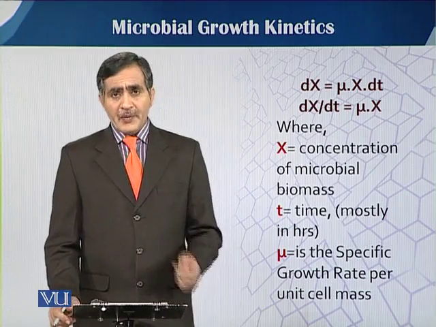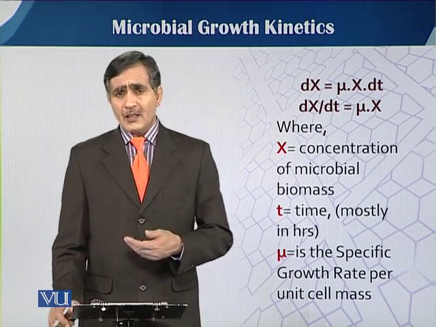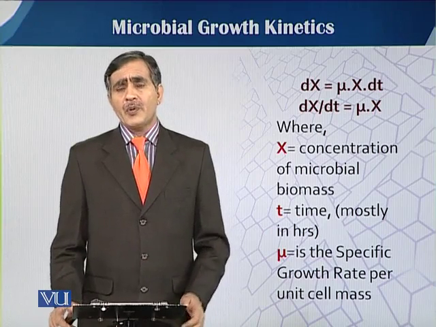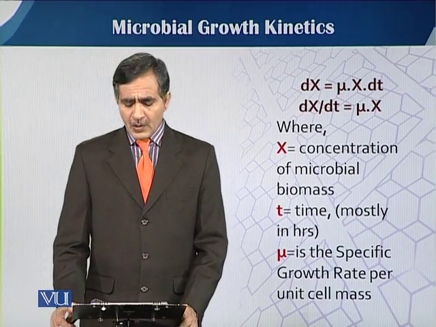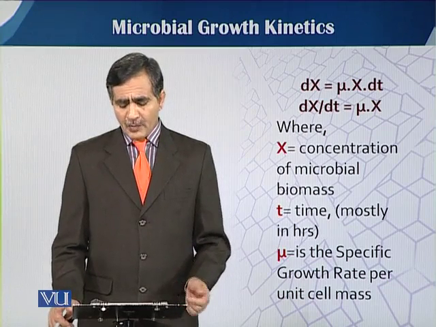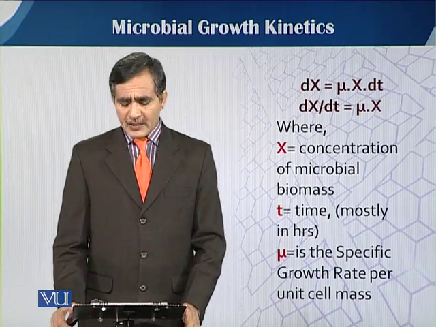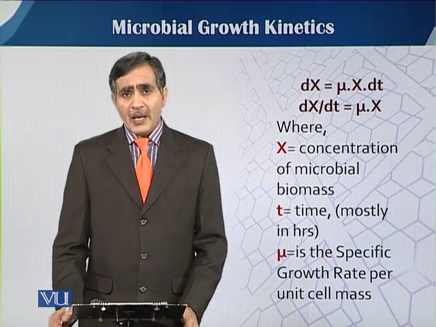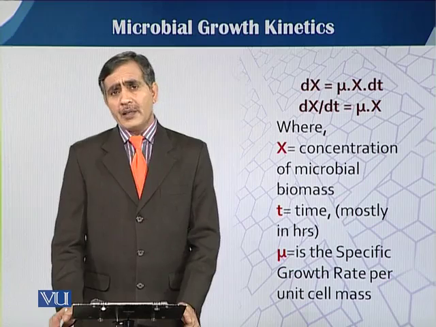So as in the previous slide, you see that dx, the change in biomass, is directly proportional to the time. When we change this proportion with the constant, then we can write here dx is equal to mu, that is known as specific growth constant, and x is the biomass associated with this whole growth, and dt is the change in time. So the change in biomass with respect to dt, dx over dt, is equal to mu dot x.